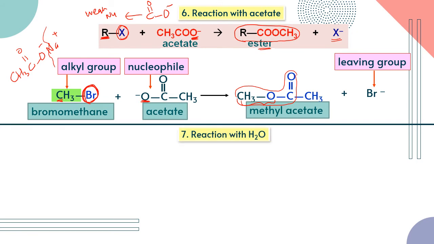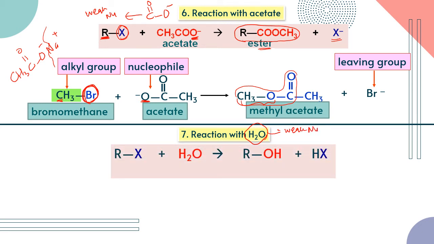Okay, next we're going to look at the reaction with water. Remember, water over here is the nucleophile, so it's a weak nucleophile. So this is the reaction: your haloalkane plus water, we're going to get an alcohol. For example, CH3CHBrCH3. If I were to write down the structure, CH3, CH, Br over here, CH3.